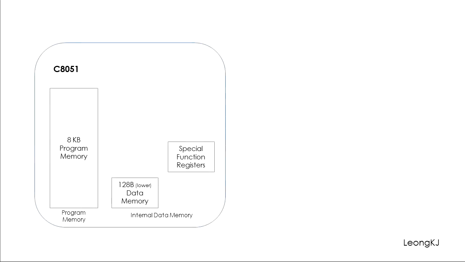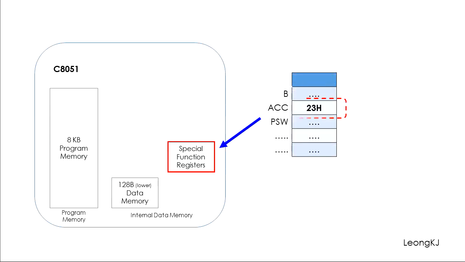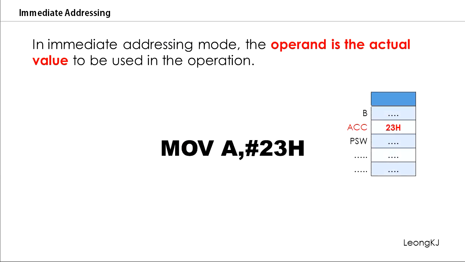The accumulator is a register residing under the special function register. The instruction caused the content of the accumulator to be filled with 23 hex. The mnemonics of this instruction is move immediate data to the accumulator.